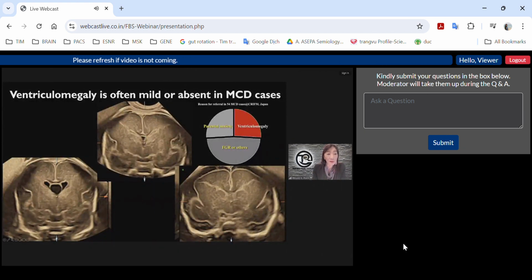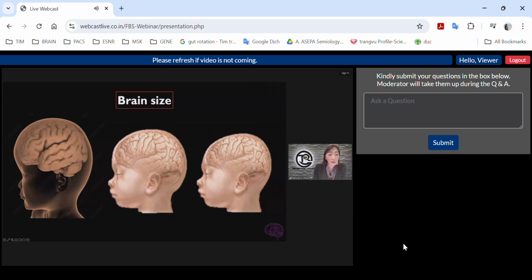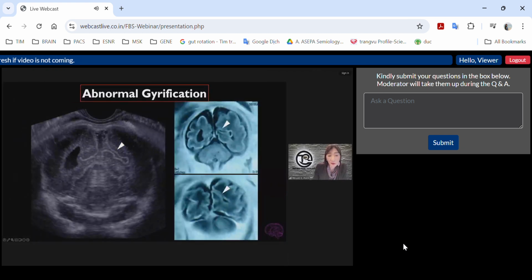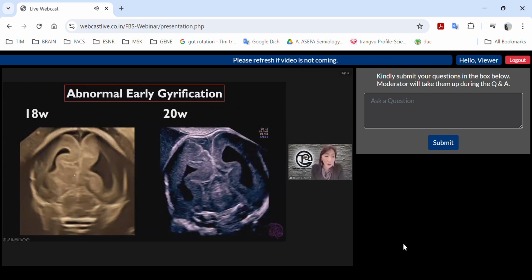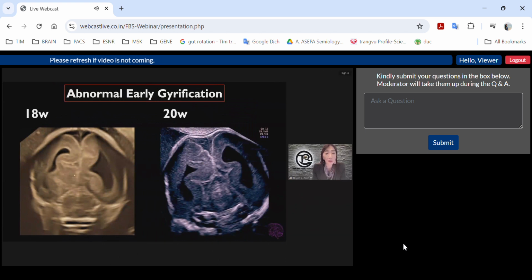However, sometimes the ventriculomegaly is not often showing up. It is very mild or absent in MCD cases. And also, already Gustavo told about the macrocephaly and microcephaly, and brain size is very, very important. And also abnormal gyri outside. This is only the very abnormal gyrification in this picture, the ultrasound and MRI. And sometimes, here, this is abnormal gyrification at 20 weeks of gestation.